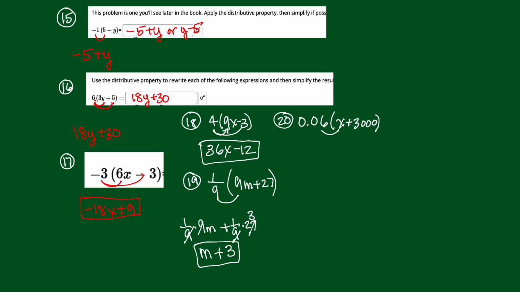And this problem number 20, it's the same operation here, right? We're going to multiply through. We've got a decimal, but don't worry about that. 0.06 times x is 0.06x plus, now here's what I've got. I've got that 0.06 multiplying that 3,000. Now if you're not sure how to do this, just use your calculator. This will be 0.06x plus, now this turns out to be 180. There we go.